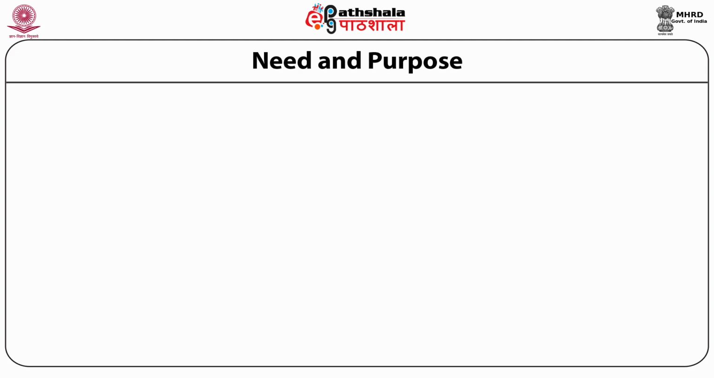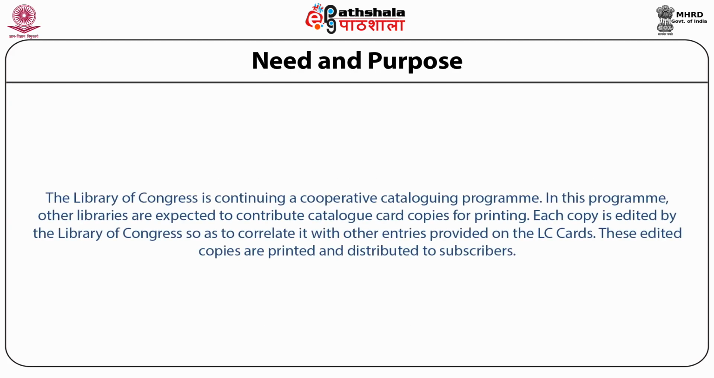Forms of cooperative cataloging. The Library of Congress is continuing a cooperative cataloging program. In this program, other libraries are expected to contribute catalog card copies for printing. Each copy is edited by the Library of Congress so as to correlate it with other entries provided on the LC cards. These edited copies are printed and distributed to subscribers.